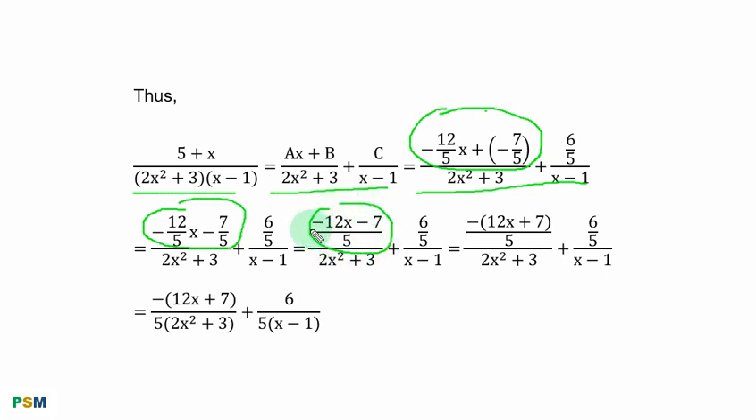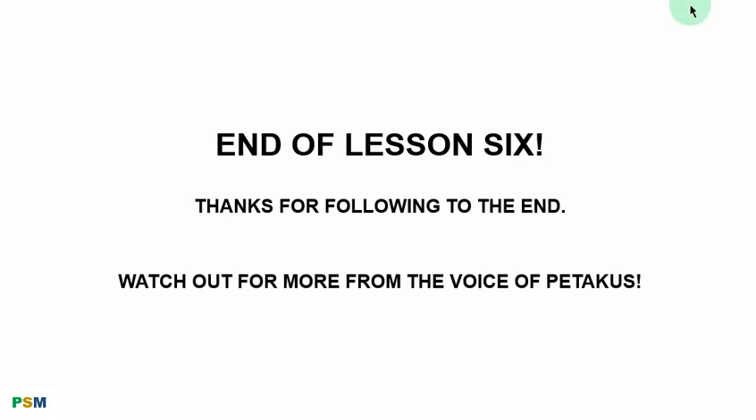From here, you can factor out the negative sign and you have this result. At this point, you divide. When you divide, the denominator of the term in the numerator simply moves down to multiply the main denominator, and you have it in this form. This is the required partial fractions. End of lesson 6.